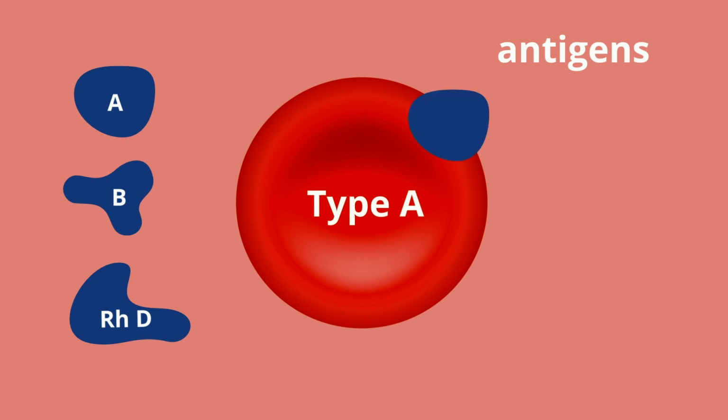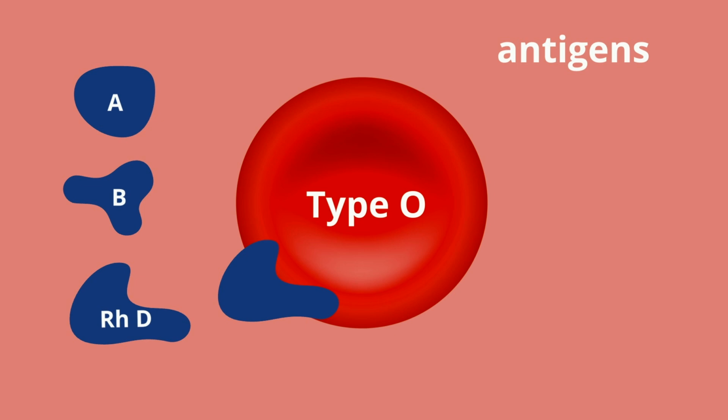If you have blood type A, you have A antigens on your red blood cells. If you have blood type B, you have B antigens on your red blood cells. If you have blood type AB, you have A and B antigens on your red blood cells. And if you have blood type O, you don't have either A or B antigens on your red blood cells.